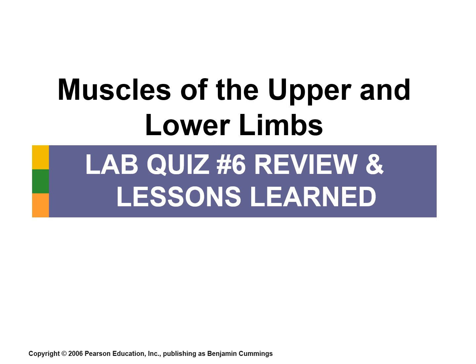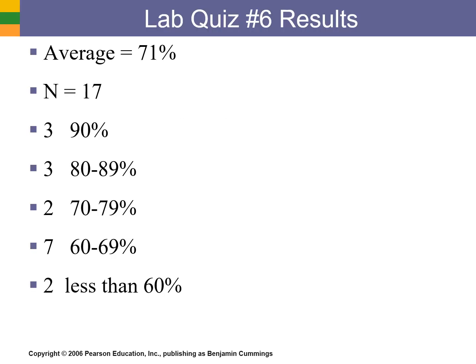Now let's discuss quiz number 6, which was muscles of the upper and lower limbs. Again, the average was pretty good, 71%. But again, only 17 students out of about 24 actually completed the lab quiz. And inspecting who's taking the lab quiz and who's not, in this case, again, there were about 7 students that didn't take the lab quiz.